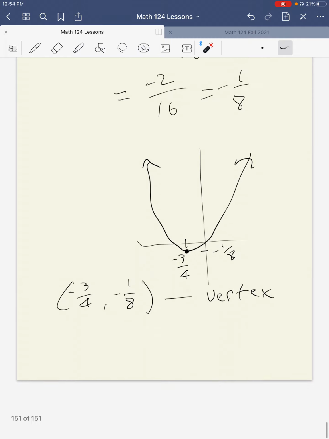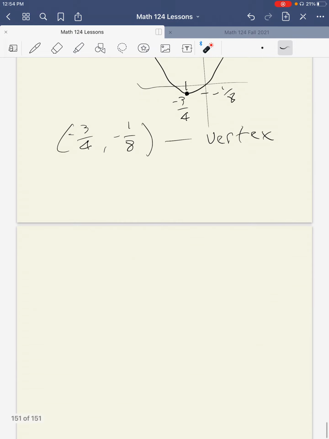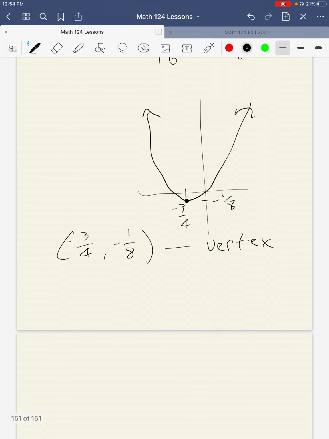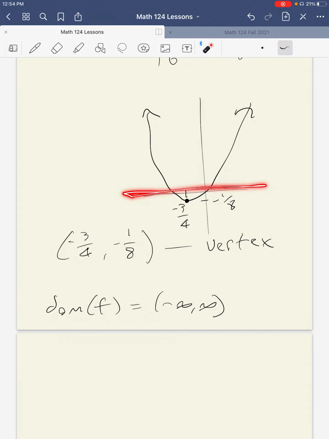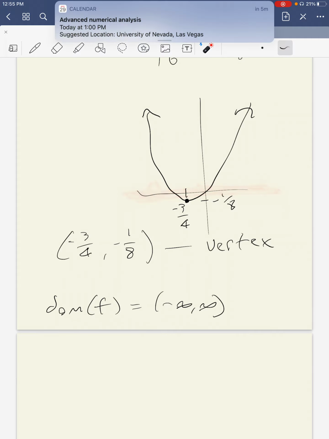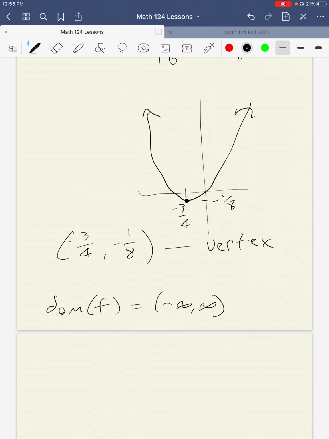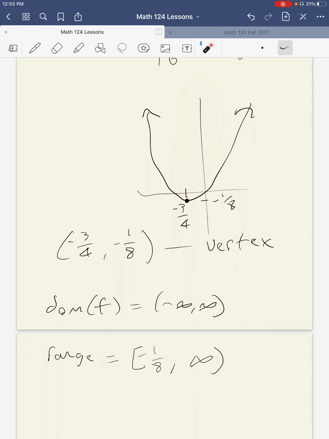Okay, so this is one method of finding the max-min or vertex of a function. And another thing we can notice here is, well, the domain of this original function is clearly all real numbers if you look at the graph. Right, all x values, we can plug in any x value to a quadratic equation. We could also find the range now that we know the minimum. The range is all the y values included in this graph. Looking at the graph, we can see the range of this just starts at negative 1/8 and goes off to infinity. So the range is these y values included in the graph.